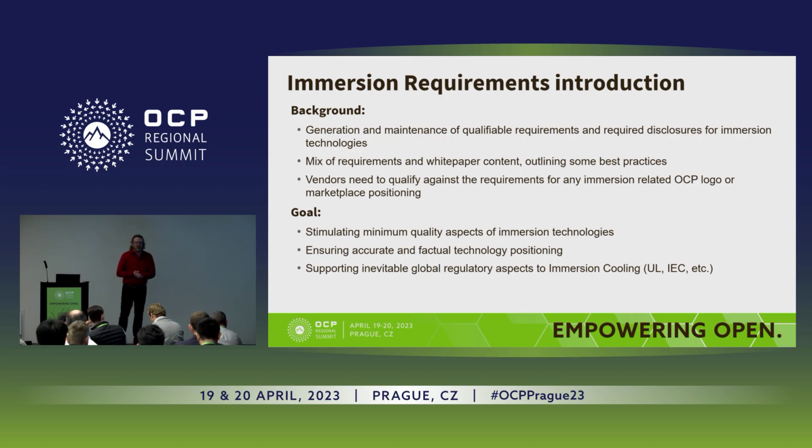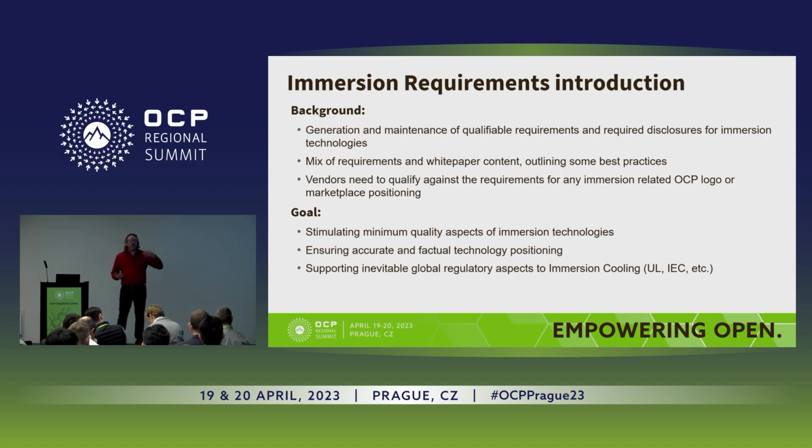Start with a bit of an introduction. There is a reason for having immersion requirements. The immersion requirements are focused on the generation and maintenance of quantifiable requirements and required disclosures of immersion technologies. What does it mean? We have explicit things that we want to see from immersion technology. It's not really a specification. We don't predefine what immersion technology has to look like, but we do want to set a couple of very minimum baseline boundaries to ensure that we only have viable products in the ecosystem.